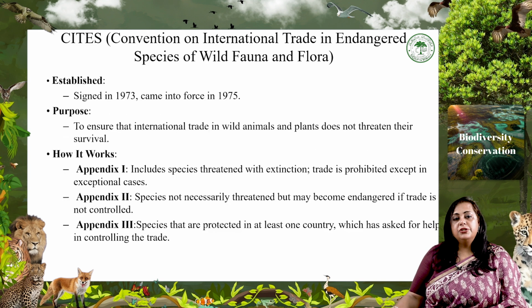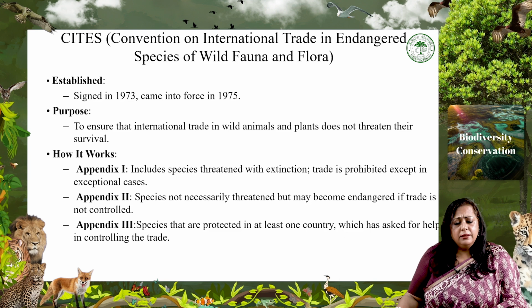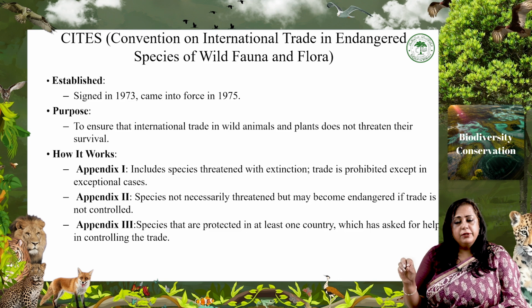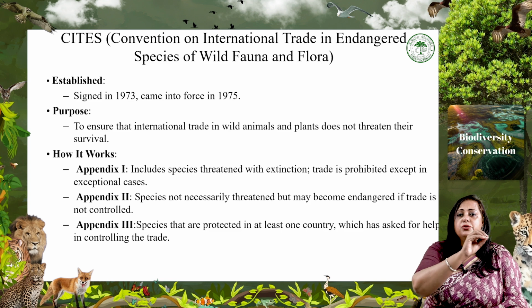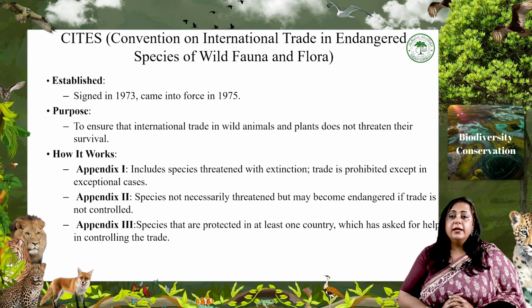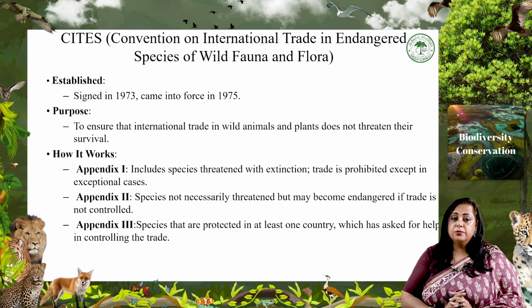The second convention, the second global agreement, was CITES. CITES is the Convention on International Trade in Endangered Species of Wild Flora and Fauna. The international trade was going on. The product which is found in one country is being sold in another country. So to resolve these issues, CITES was important, CITES was a must.